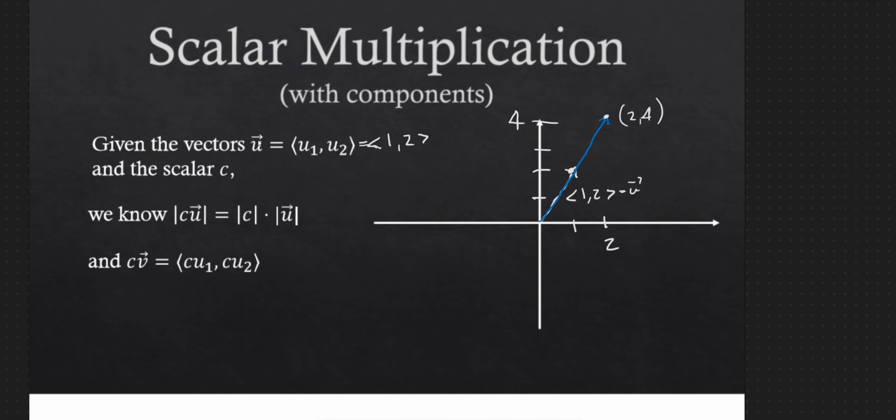And so 2u is the vector (2, 4), which, as you'll notice, is 2 times 1 and 2 times 2. I'm doubling each of the components. So what's going on here is this. When I scale a vector, so c, a real number, times a vector v, so 2u, something like that, I can also write this as 2 times the vector (1, 2).